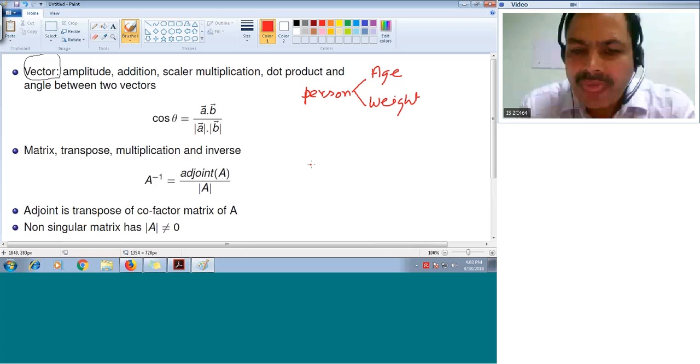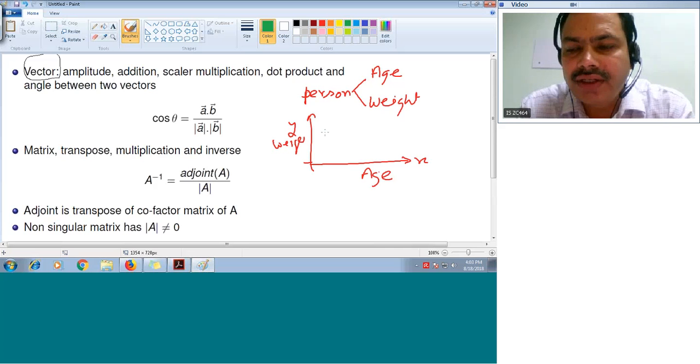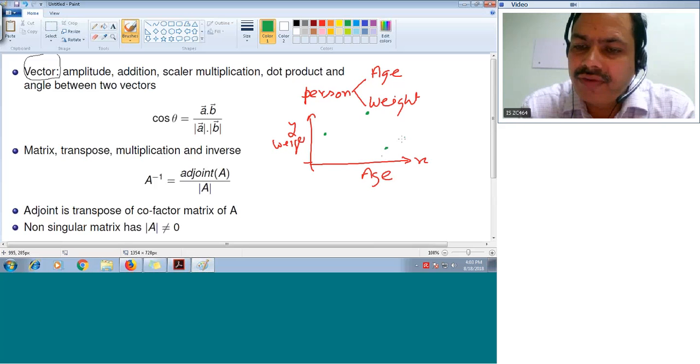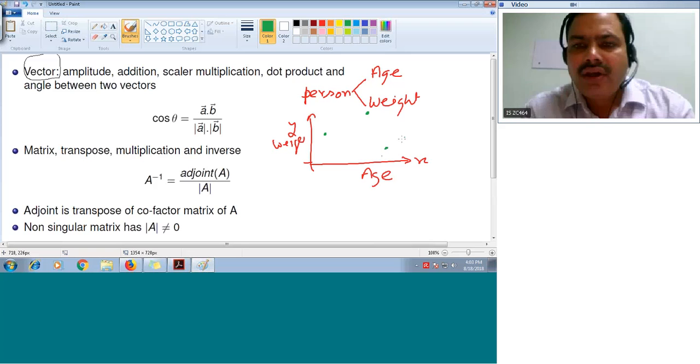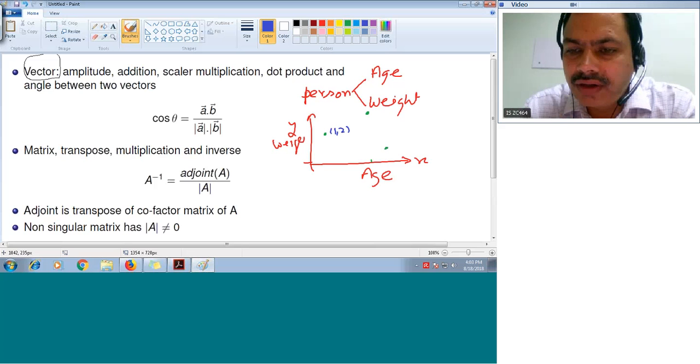You say that on the x-axis you put age, and on the y-axis let's assume you put weight. Then every point that is there, for example this point, represents some age and some weight. This point represents a different age and a different weight. This point represents this age and this much weight. So every point is different. Let's assume this point could be 1, 2, this point could be 4, 1, and this point could be 3, 3.